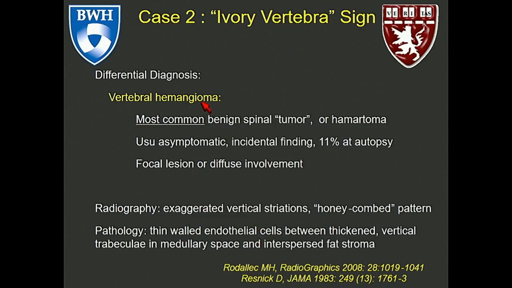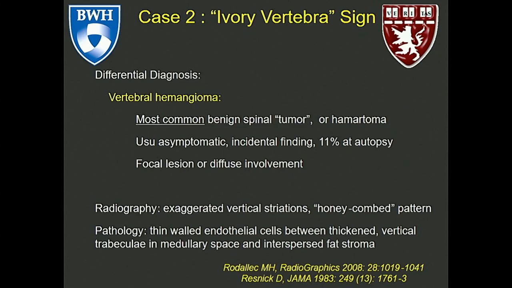So this is in the differential, and you want to think about this in the ivory vertebral body differential. This is the most common benign spinal tumor you see in the vertebral body, when in fact it actually is a hamartoma of multiple different elements, including endothelial cells. These are usually asymptomatic, incidental findings, with about a 10% finding at autopsy. It's important to note that vertebral hemangiomas can present as either focal lesions or diffuse involvement of the vertebral body.